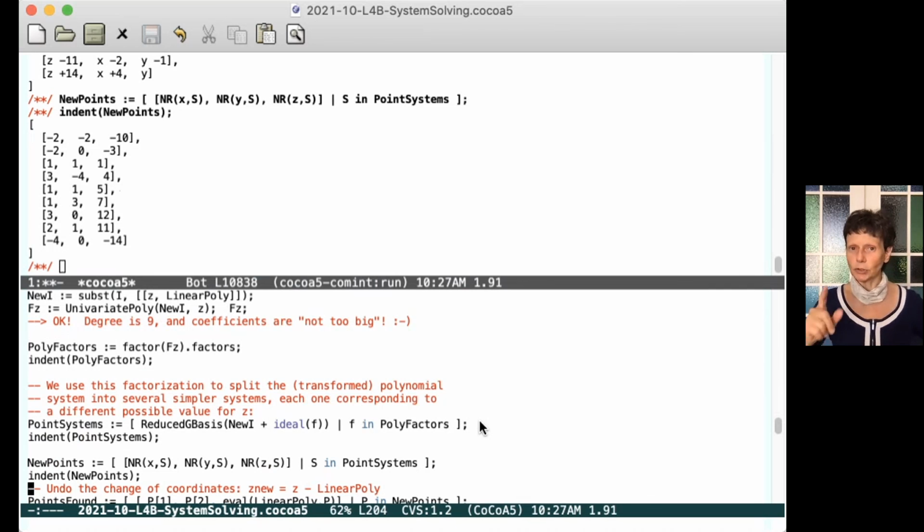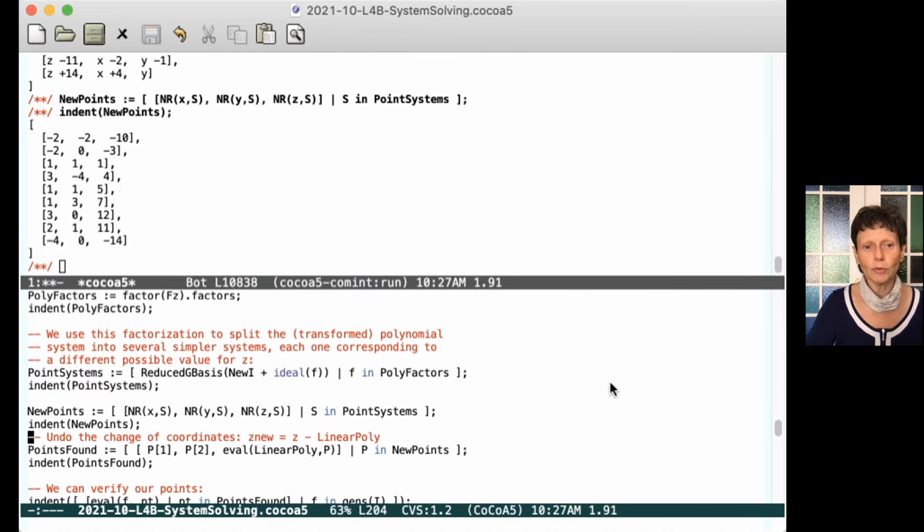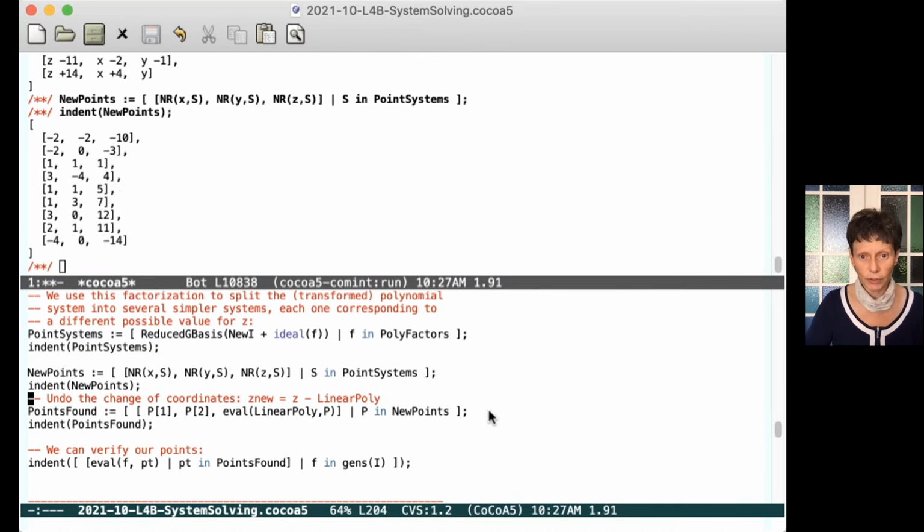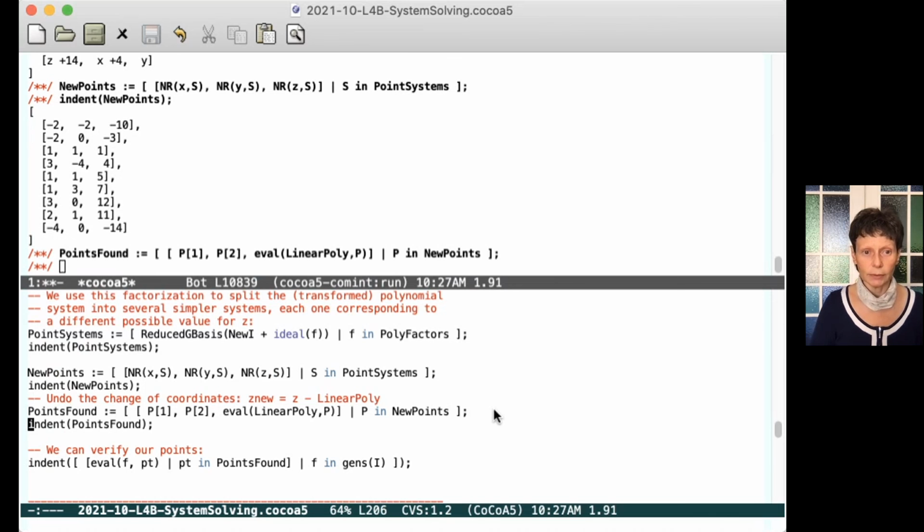And at this point, you should be thinking, wait a second, you're cheating, because I started from a system, I changed the system, and I gave you the solutions. Of course, these are the solutions of the moved system, not the original system. So now I have to make the transformation back to get the points of the original system. So I have to undo the change of coordinates, and this is the way I do.